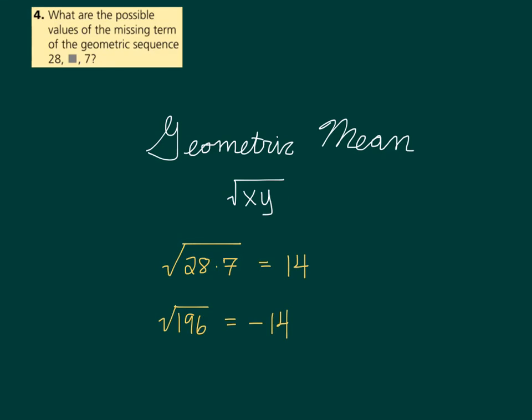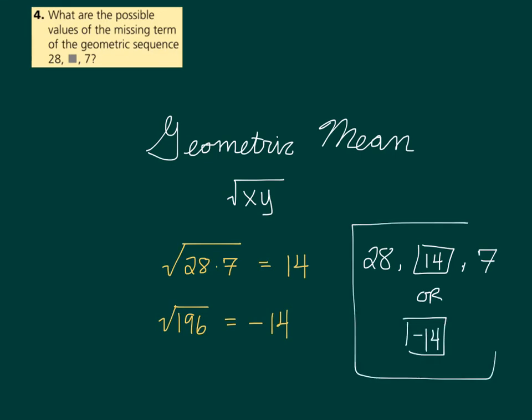So we have 28, blank, 7. That blank could be 14, or it could be negative 14. Either way, you could do a little plus or minus action there. But either way, it's a geometric sequence. In this case, we go times 1/2, times 1/2. If it were negative 14 instead, it's times negative 1/2, times negative 1/2.